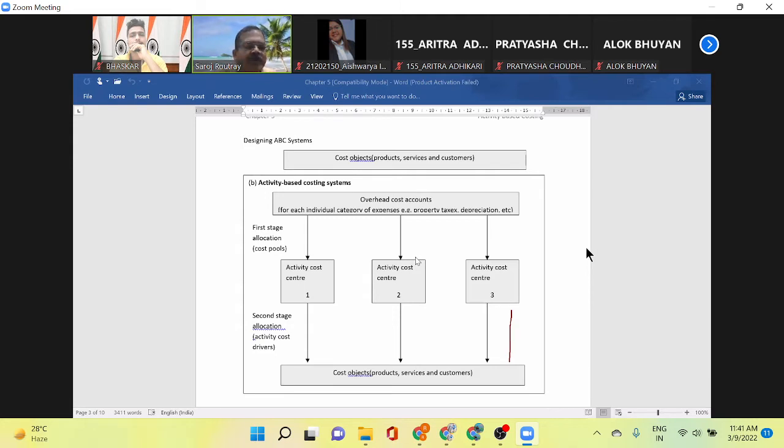What is an activity pool? An activity pool is a bucket where we write different types of activities or different types of expenses which are driven by one particular activity driver. How do we do that? Now, in this bucket, I put here depreciation of machinery, power consumption, maintenance.